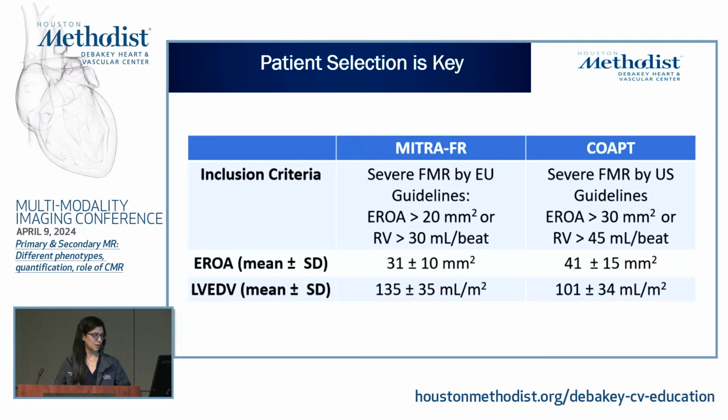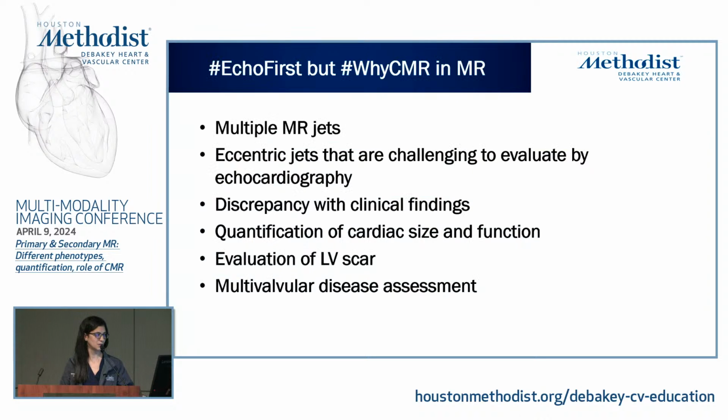The actual population in the MITRA-FR had an EROA of 0.31 versus 0.41 in the COAPT trial. The LV end diastolic volume was larger in the MITRA-FR at 135 cc's versus 101 cc's in the COAPT trial. So evaluating your LV size when you're reading an echo, measuring the volume if you have good endocardial definition, and then quantifying the MR again can have consequences on the management of the patient.